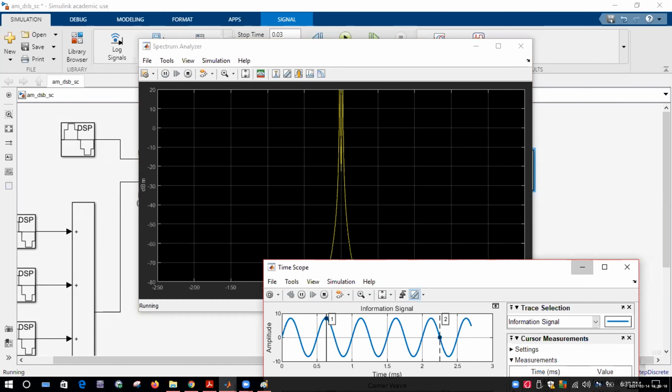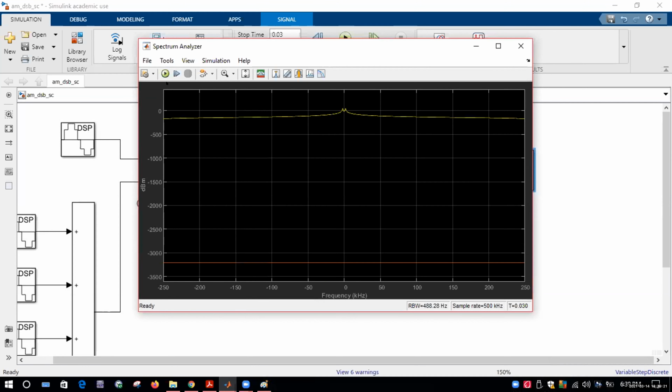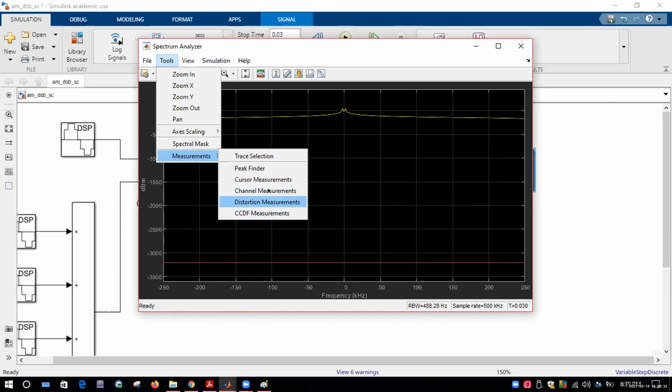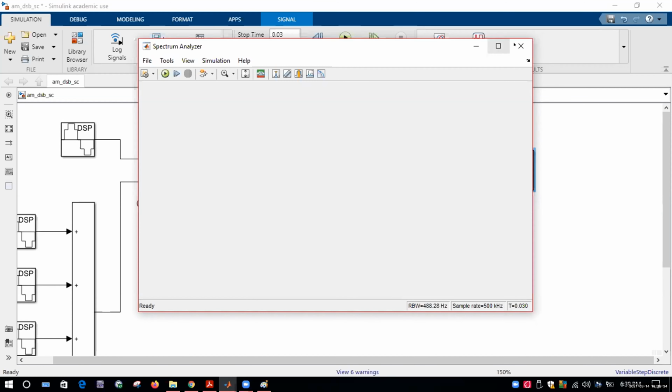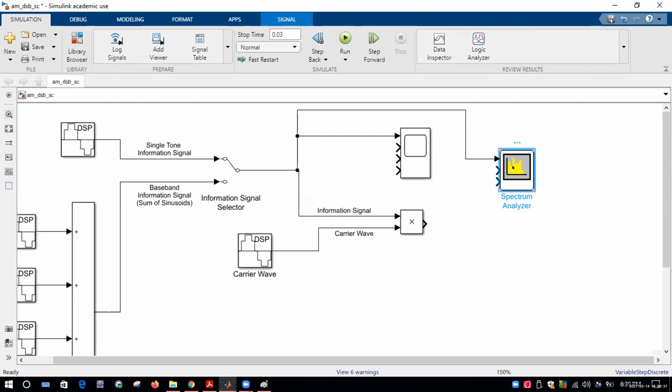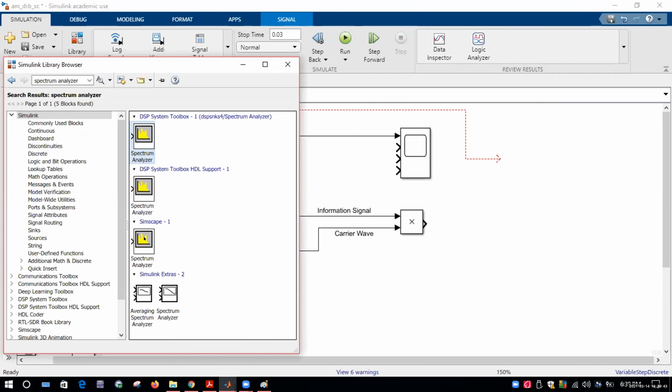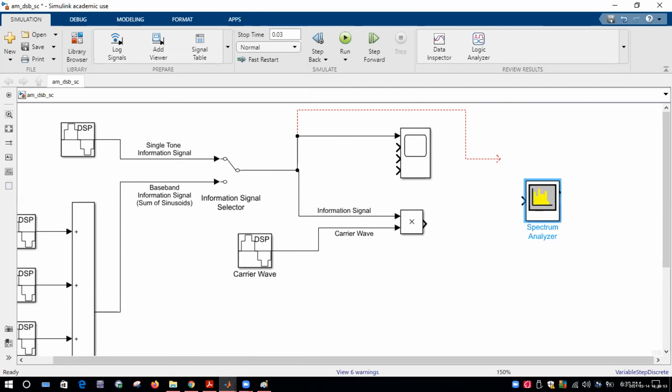What do you see? Small frequency. It's showing you frequency channel measurements. Wait, there's something wrong with the spectrum analyzer. Just a minute, I need to change this one. Spectrum DSB. Let's take SimScape. Averaging spectrum analyzer. It's a little bit slower. Okay, let's run it again.